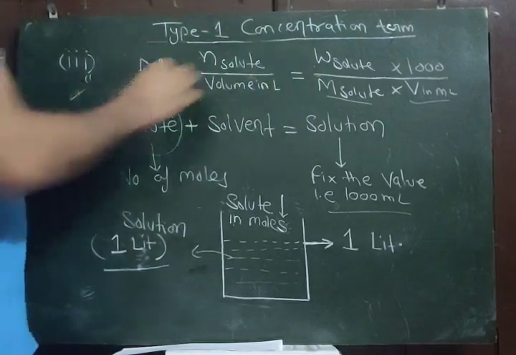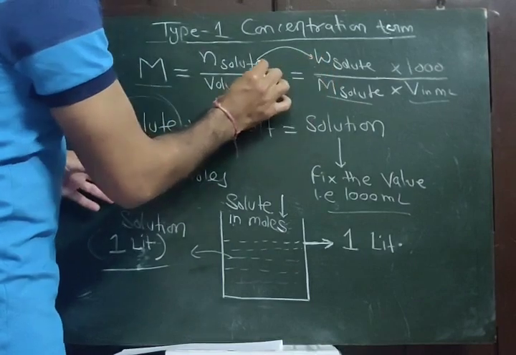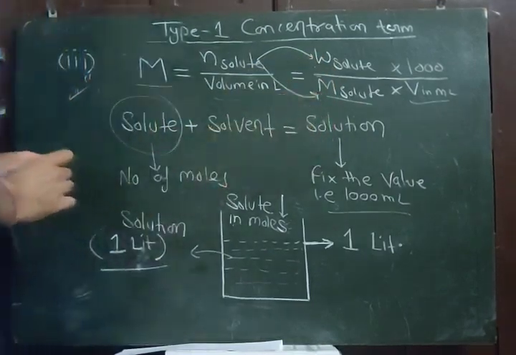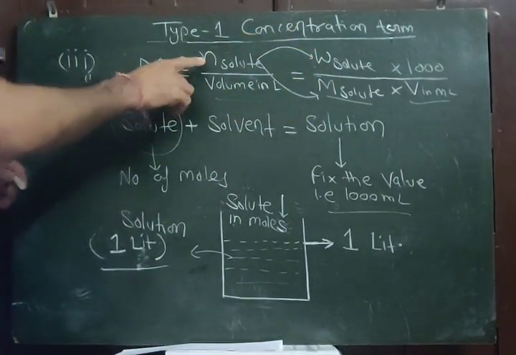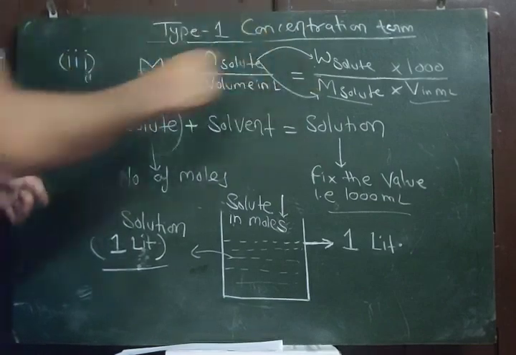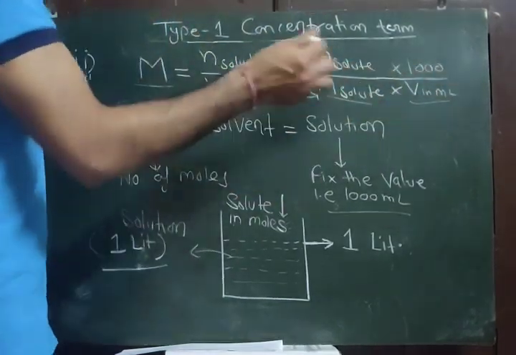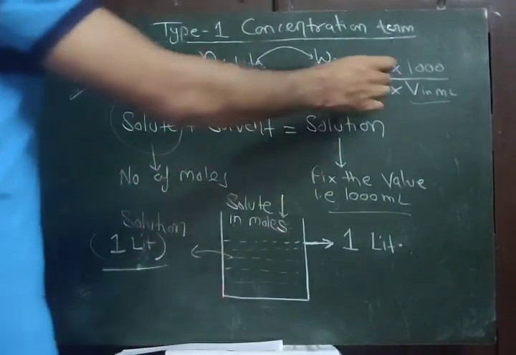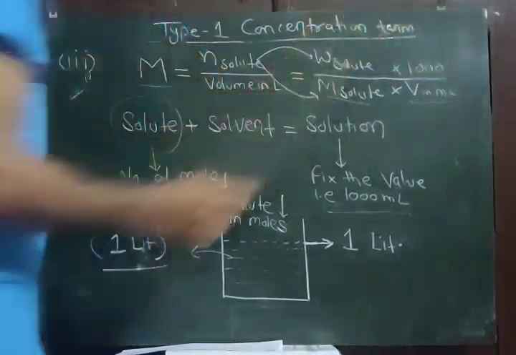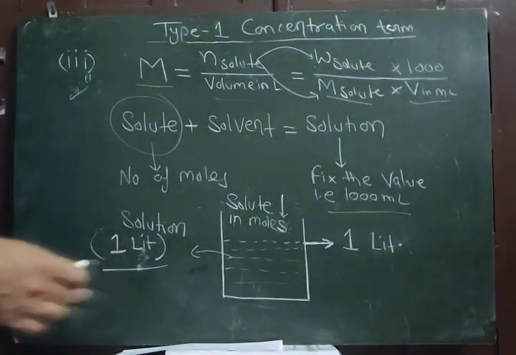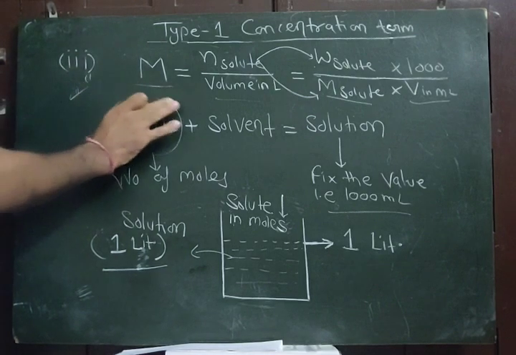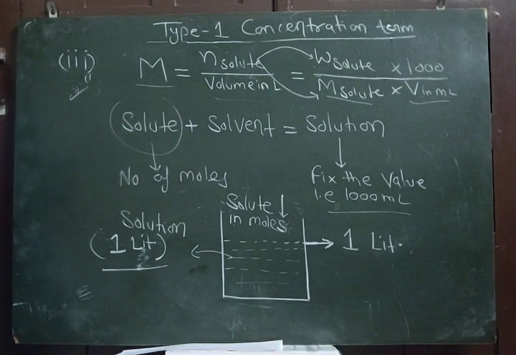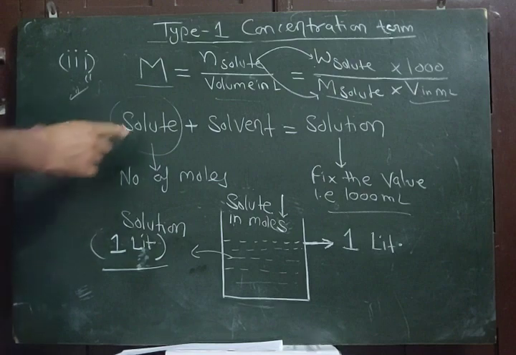The number of moles is given mass divided by molecular mass, multiplied by volume in ml. If the volume is in ml, then we will multiply it by 1000 to make it in liters. So here is the physical aspect of molarity.